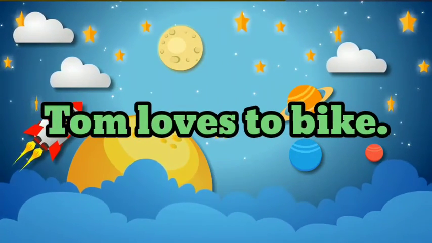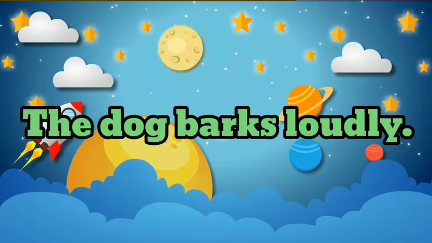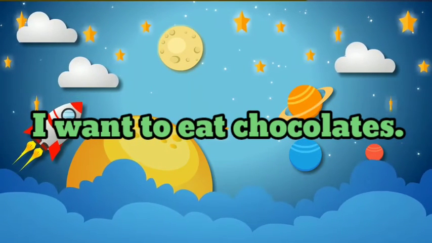Our activity number two is you're going to create your own sentences. So I have here some simple sentences. Let us read. Tom loves to bite. The dog barks loudly. I want to eat chocolates. Very good, children! Have you learned something new today?